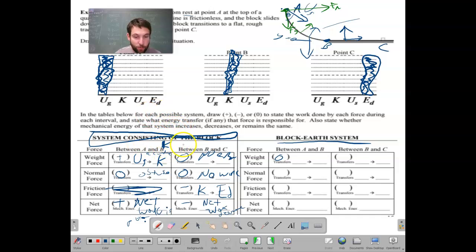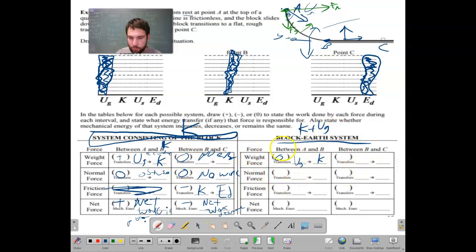The total energy for this system is only related to the kinetic energy because it's only the block system. Meanwhile, if we have the block-Earth system, now we have kinetic energy and gravitational potential energy within the system already. So our total mechanical energy here is already this. The weight force is transferring the gravitational potential energy into kinetic energy. Yes, that's still true, but it's not doing work to add mechanical energy or take away energy.